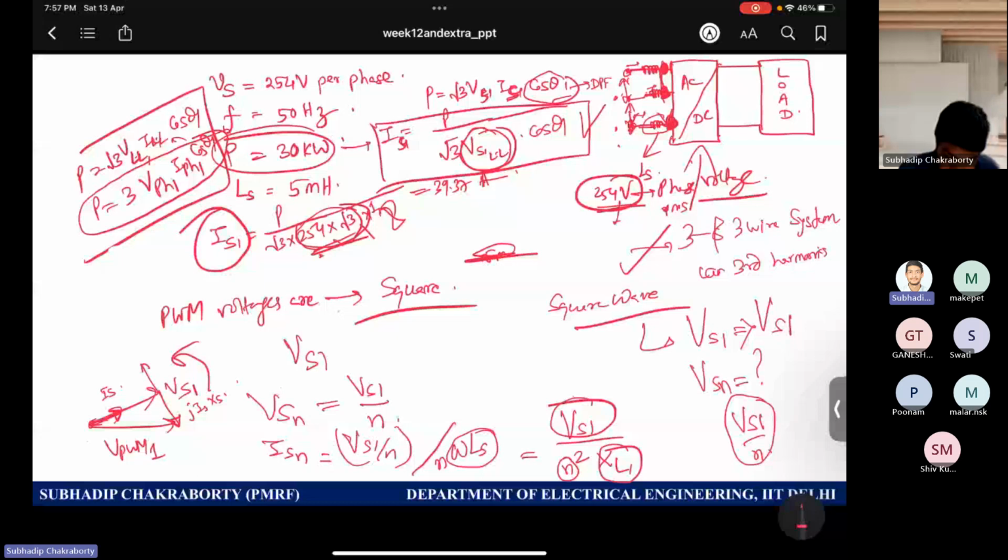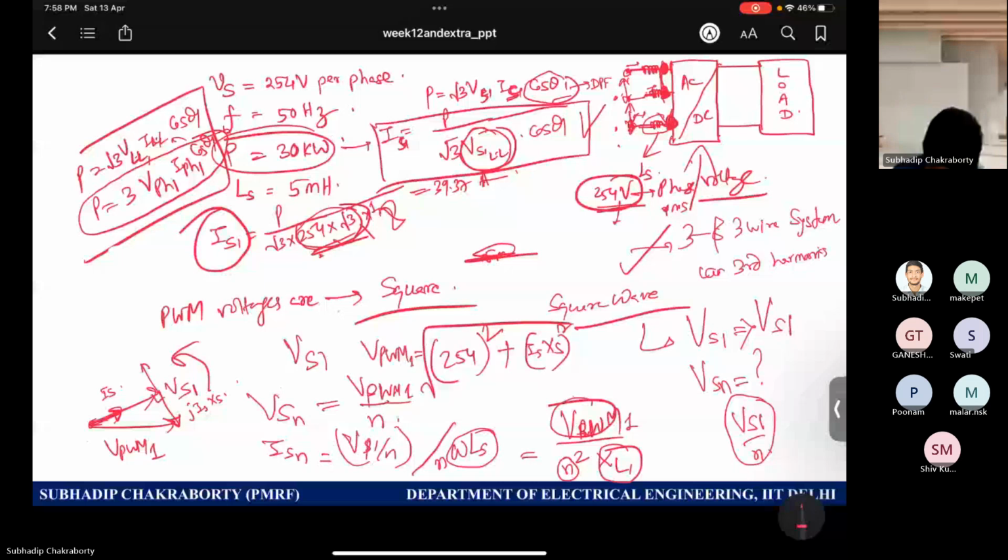So this is not Vs, this is VPWM, okay? Hope you understand why it is VPWM. Because the supply at the grid will not have any harmonic distortion. The inverter PWM voltages are having harmonics. That's why we denote it by VPWM. So VPWM1 by n is the strength of the nth order harmonics. To calculate that, we are using the reference of the fundamental and the information of the nature of the waveform, which is square. For that, we are only able to calculate.